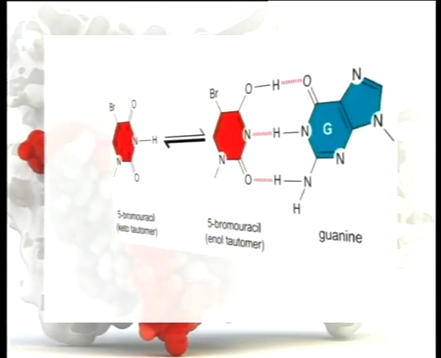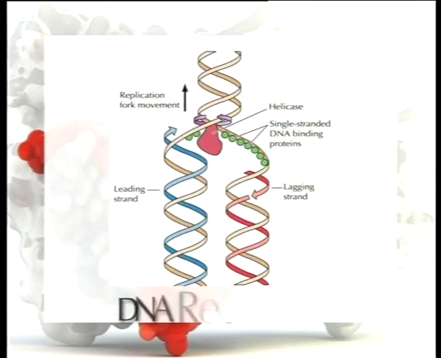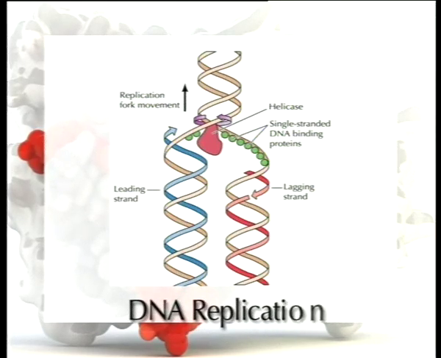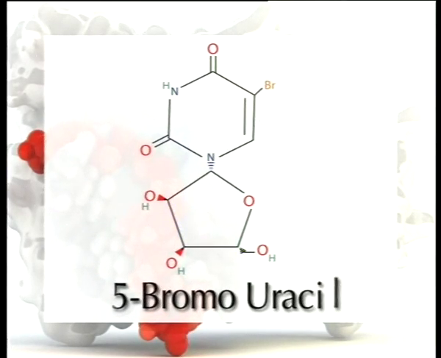The base analogues that are mutagenic have structures similar to normal bases, so that they are metabolized and incorporated into the DNA during replication, but sufficiently different that they increase the frequency of mispairing and thus mutation. The two most commonly used base analogues are 5-bromouracil and 2-aminopurine. The pyrimidine 5-bromouracil is a thymine analog.